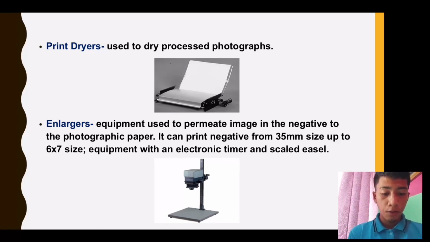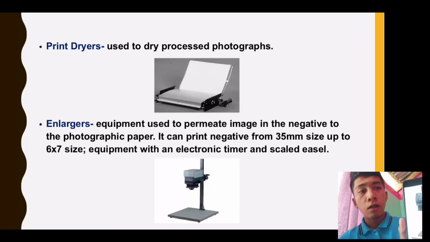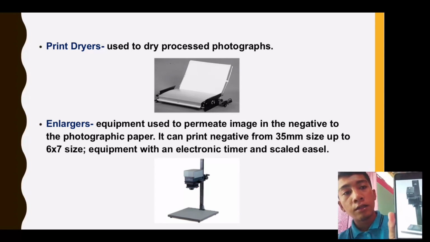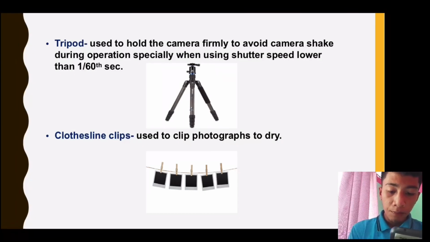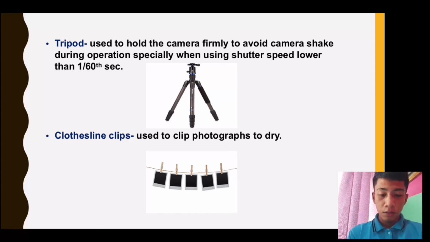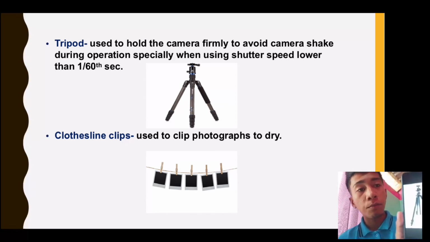This is an example of enlargers. Next is tripod. Tripods are tools used to hold the camera firmly to avoid camera shake during operation. This is an example of tripod.